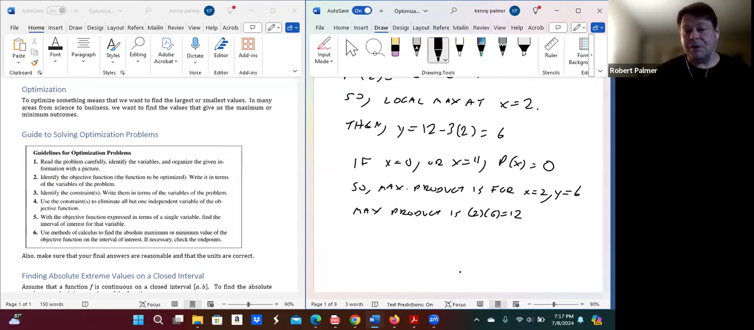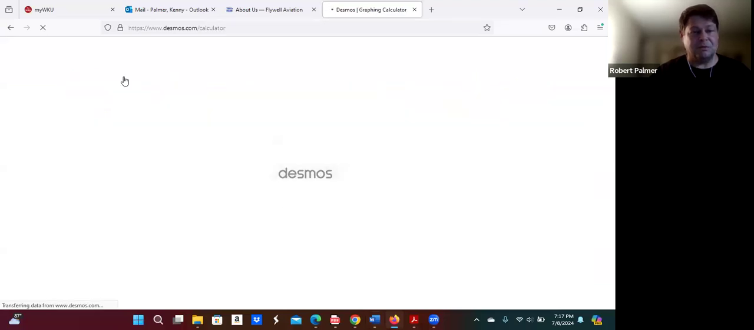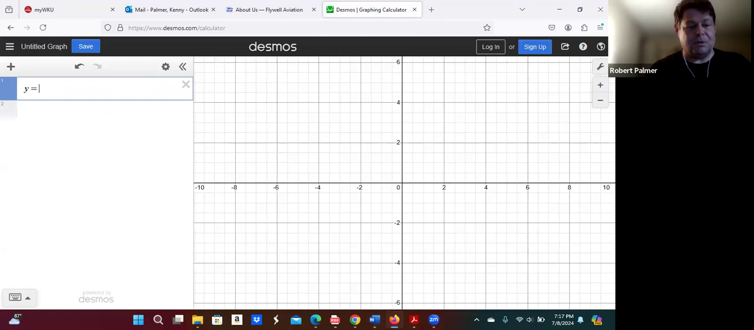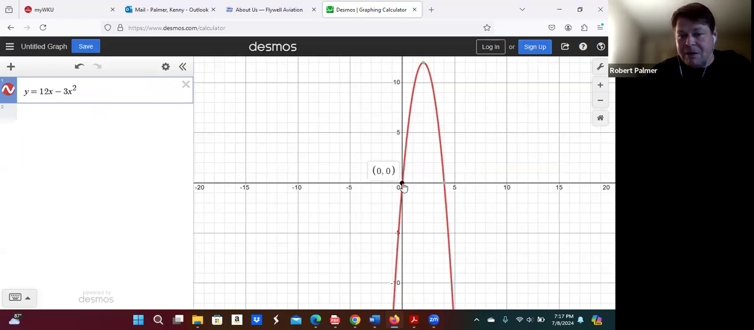Okay. Now, also one thing, we can also see this if we actually graph this using Desmos or anything else. Let's graph this really quickly. So our function was y equals 12x minus 3x squared. And if we take a look right here, our bounds where this is positive are going to be at 0 and 4, as we said, and then our maximum is when x is 2, and the maximum value then is 12.